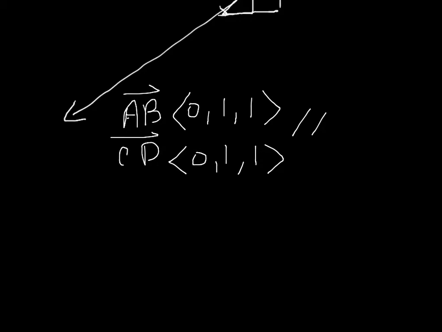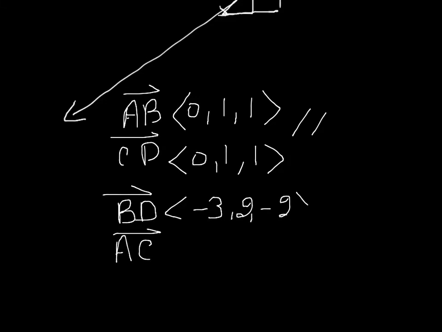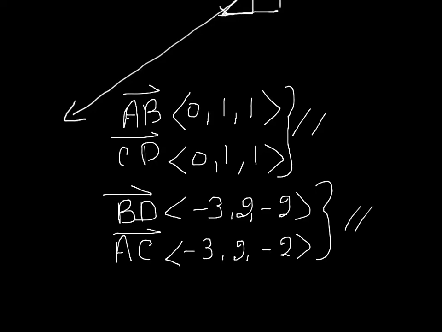Now we have to compare BD and AC. If we put them in component form, you'll find this is -3, 2, -2. If you put AC in component form, this is going to be -3, 2, and -2. Keep in mind you're doing terminal minus initial. These two are parallel, these two are parallel. The quadrilateral is a parallelogram.